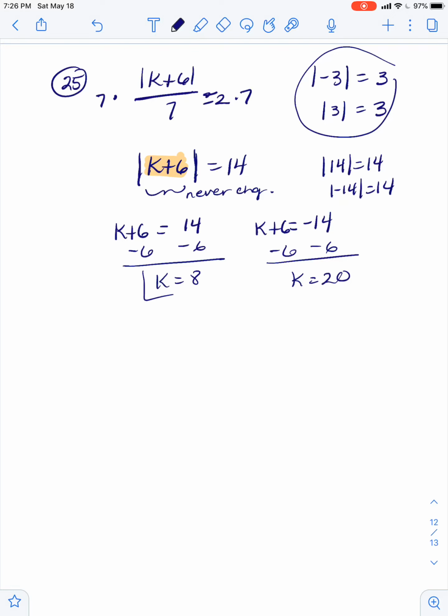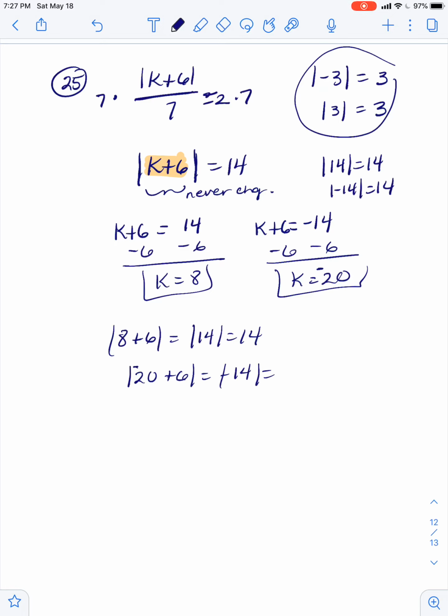And then you could check yourself if you wanted to, because 8 plus 6 is the absolute value of 14, which is 14. Negative 20 plus 6 is a negative 14, which is also 14. Okay? And you see how by checking it, I also caught that I dropped my negative. You probably already caught that. Okay?